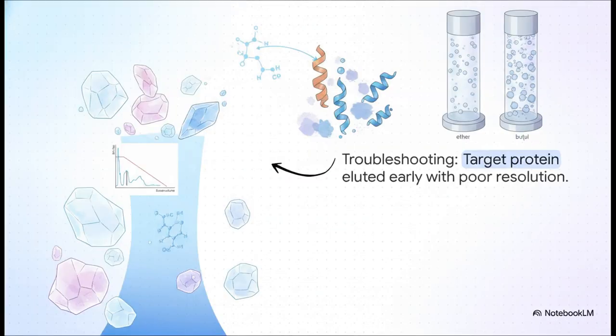For example, let's say you run into a troubleshooting nightmare where your target protein, like that little shaded peak you see right there, elutes way too early, with just terrible resolution from all the other impurities. What does that mean? Well, it means you've got a weak interaction, so you've got to go back to the drawing board. You either need to bump up your starting salt concentration, maybe choose a salt with a higher salting out strength from that Hofmeister series, or just swap your entire column for one with a more hydrophobic ligand, like upgrading from an ether to a butyl phase.